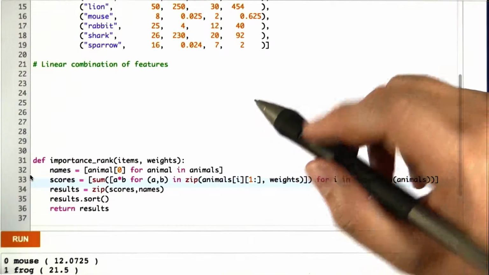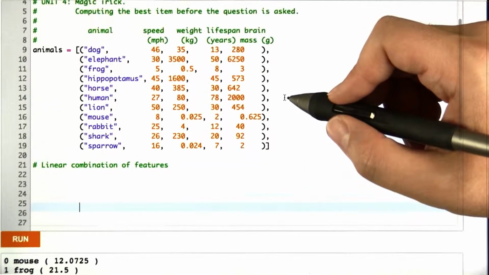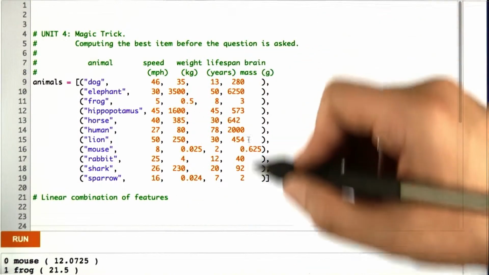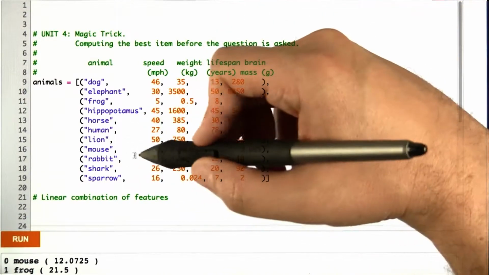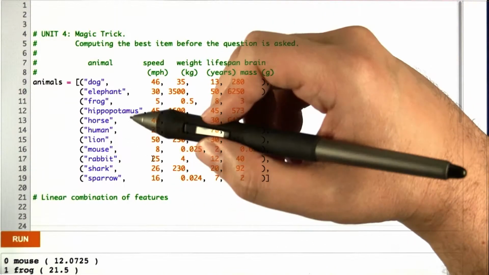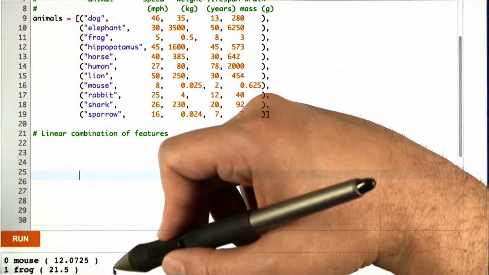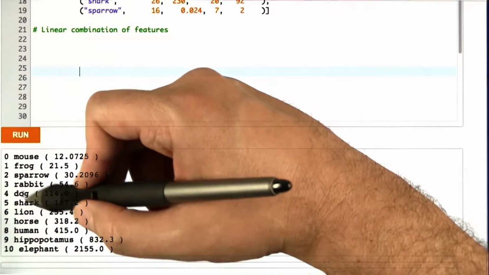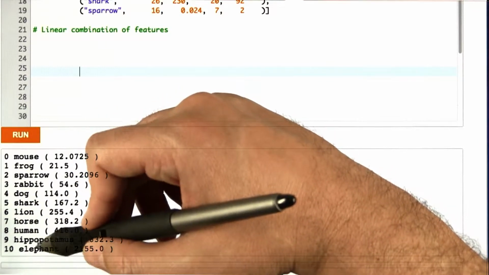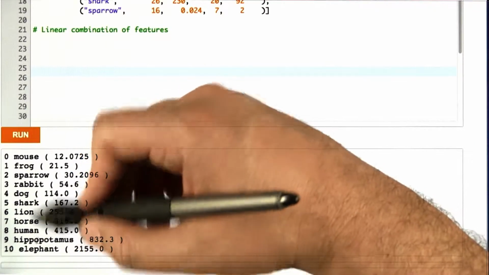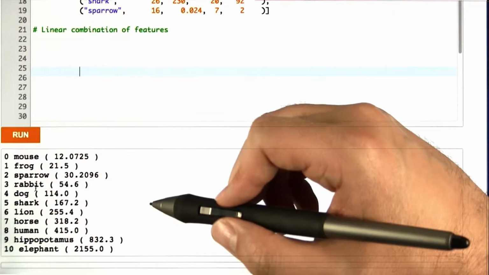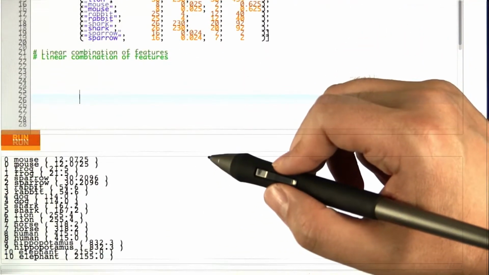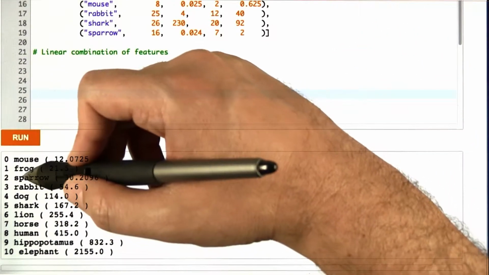And the way that I did this is by making sure that in all of these lists, in all these different feature values, the rabbit was always the 4th highest, and it was always higher than mouse, frog, and sparrow, and always smaller than dog, shark, lion, horse, human, hippopotamus, and elephant. They can have different orderings relative to each other, but they always have to have the same ordering relative to rabbit.